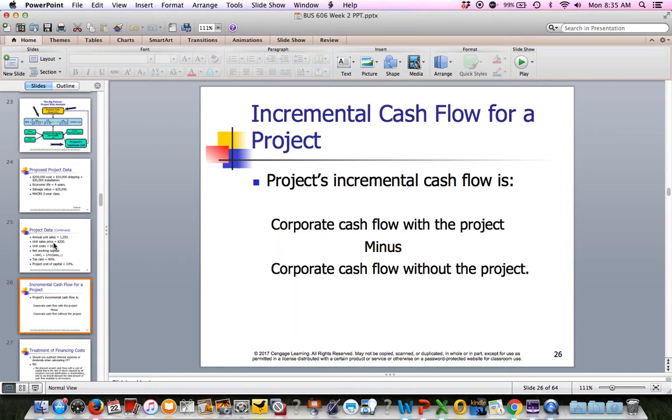And so we focus on what we call incremental cash flows. And incremental means what cash flows will change because of this project. So we only focus on what will change because we took on this project. Any cash flows that don't change because of this project are not included. Okay, so what will change?